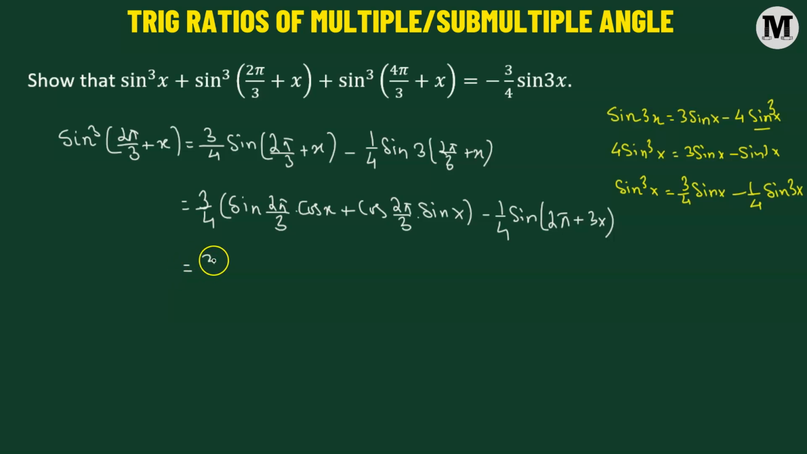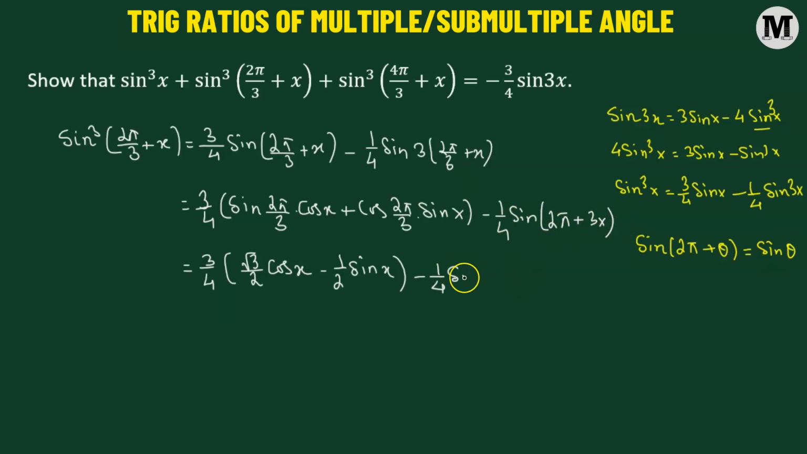This will be equal to 3 over 4 multiplied by, sine 2 pi over 3 has a value of square root of 3 over 2 times cosine of angle x. Cosine 2 pi over 3 is negative half, so we have negative half times sine of angle x, minus 1 over 4 times sine of 2 pi plus 3x. Sine of 2 pi plus theta equals sine theta, which means that sine of 2 pi plus 3x becomes sine of 3x. So this is the simplified form of sine cubed of 2 pi over 3 plus x.